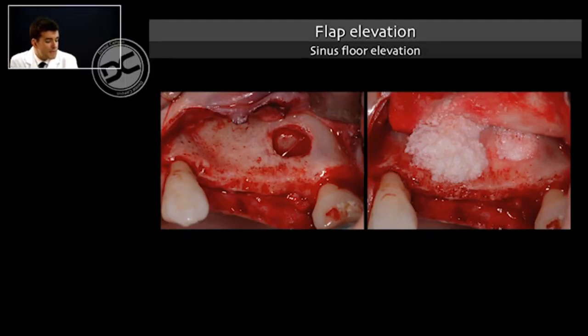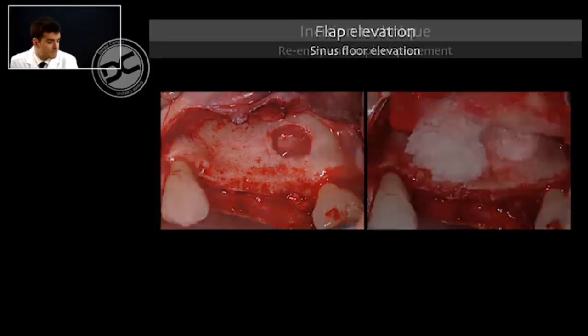And therefore, in this case, in order to control the entire region, to control the bone augmentation procedure, it's important, again, to extend the mucoperiosteal flap sufficiently.